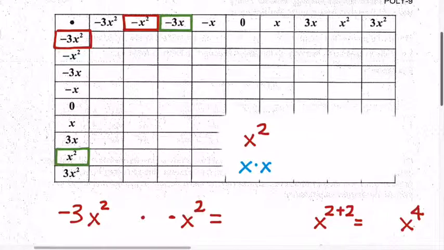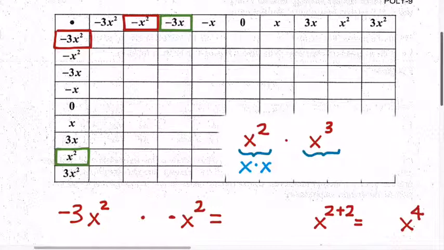So if I'm multiplying x squared by, let's say, x to the third, I'm going to change this problem just a little bit because it'll get easier to illustrate. What would x to the third mean? If x squared is to multiply x by itself, what is x to the third? What does x to the third mean? Jordan? Yeah, multiply x by itself with a total of 3 factors of x, x times x times x.